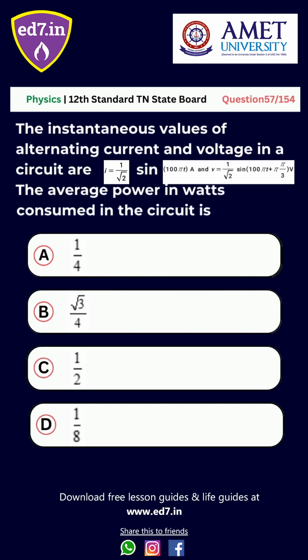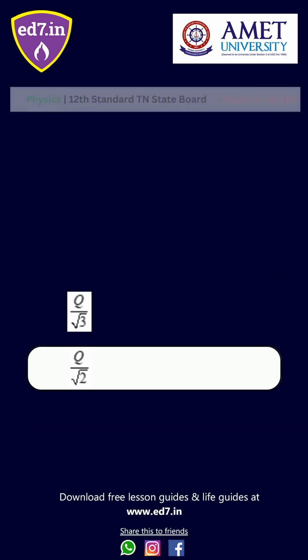Question number 57. The instantaneous values of alternating current and voltage in a circuit are I = (1/√2) sin(100πt) A and V = (1/√2) sin(100πt + π/3) V. The average power in watts consumed in the circuit is: option A 1/4, B √3/4, C 1/2, D 1/8. The right answer is option D, 1/8.